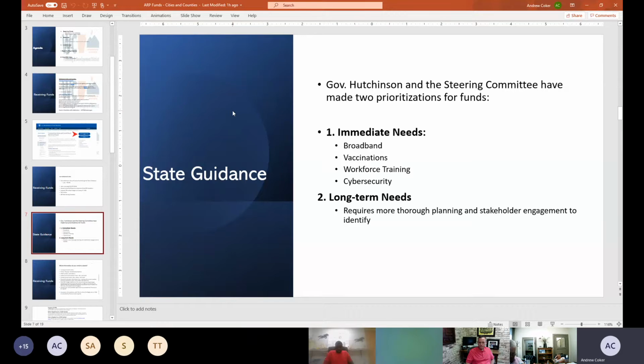So the way I interpret that is the state recommends we get as much use out of the first category. And then once those are addressed, we can reset ourselves and begin planning for the second prioritization. And that's going to require a lot more thorough planning, as it says there, and stakeholder engagement and community needs assessments and all of that information to figure out what's still left to do with these funds.